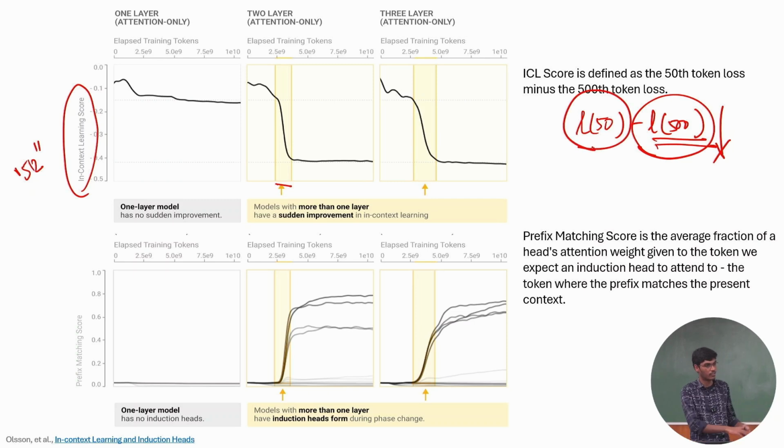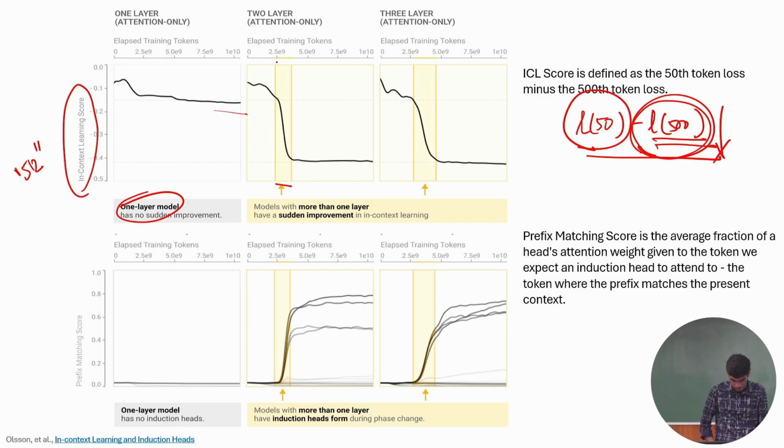The 50th token is toward the start of the context, where the model has not seen much, so in-context learning cannot happen because it has not seen anything in the context. If in-context learning really happens, the 500th-token prediction loss should be low. When you use a one-layer model, remember that a one-layer model cannot have attention heads from two layers, so induction circuits cannot emerge. We see that this score, L50 minus L500, is almost parallel to the x-axis, compared to when we use 2-layer, 3-layer and other multi-layer models.